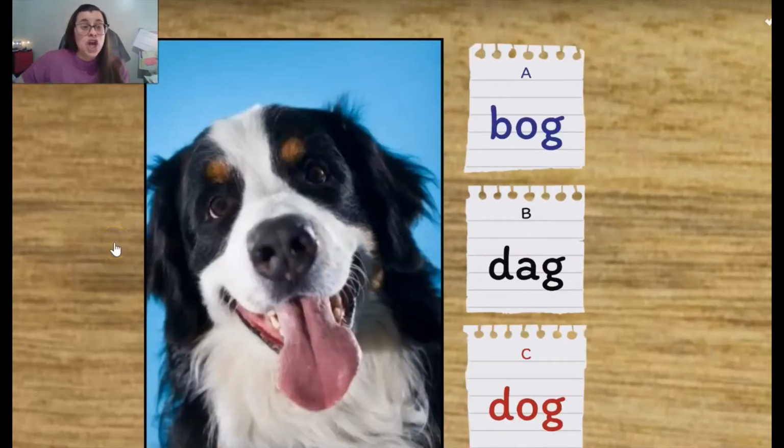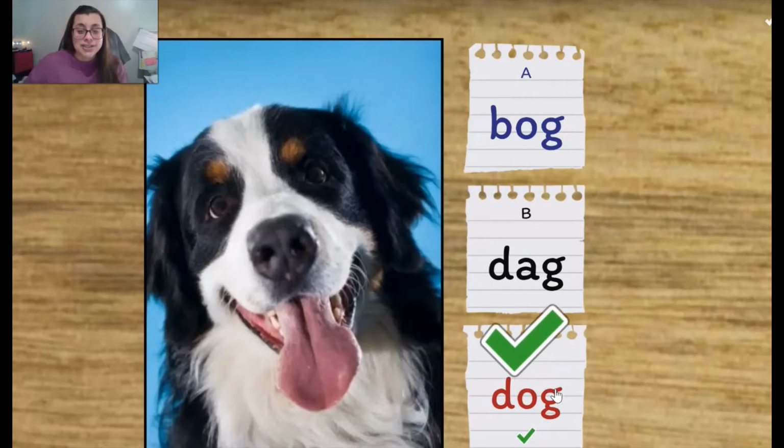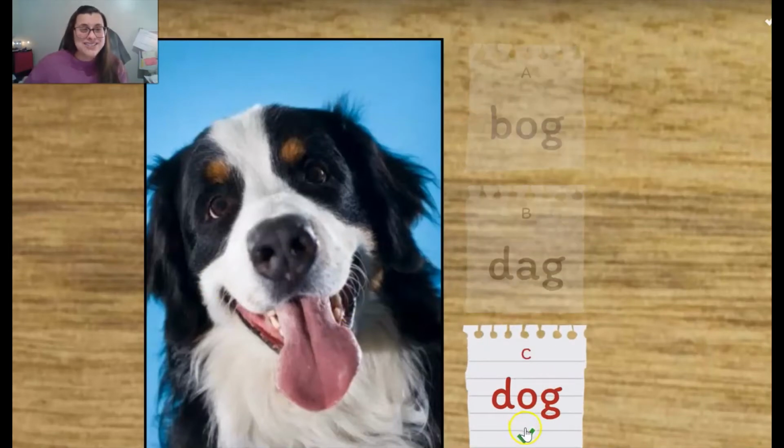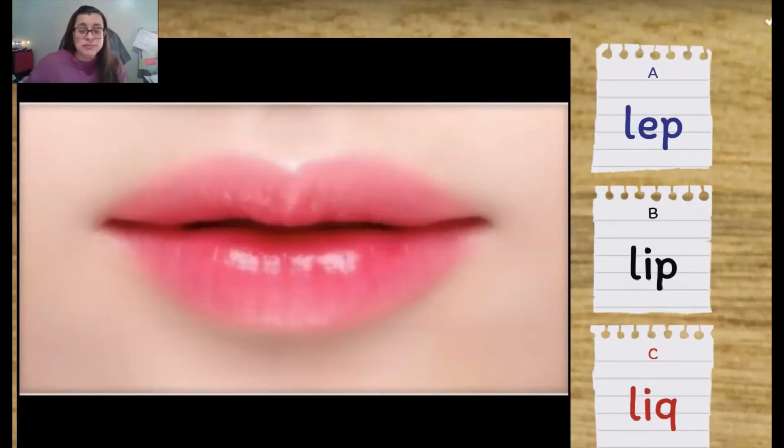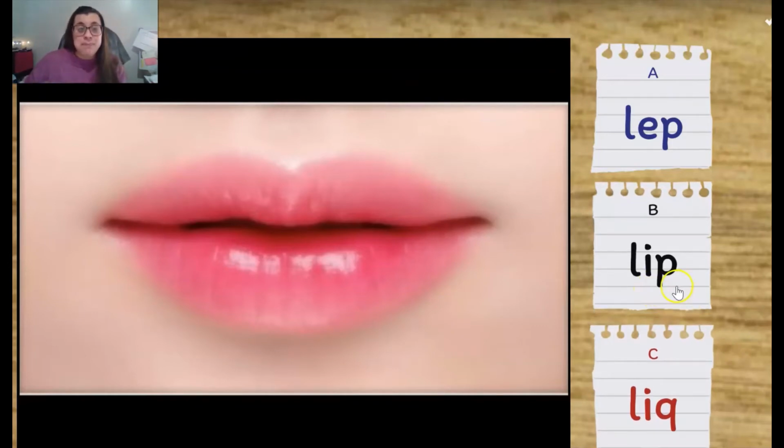Dog. Again, we hear D at the beginning, the middle sound O, and then G. Dog. Does your word match this word? Great work. Last one. Lip. Lip. Point to the word on the screen that matches the word that you wrote down.